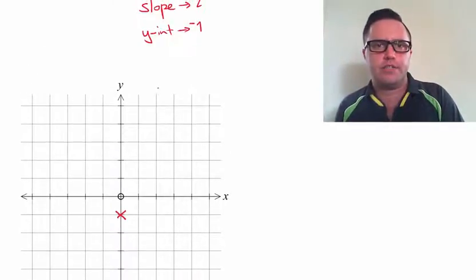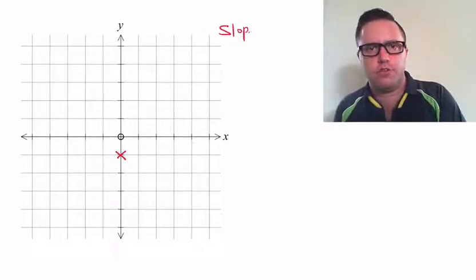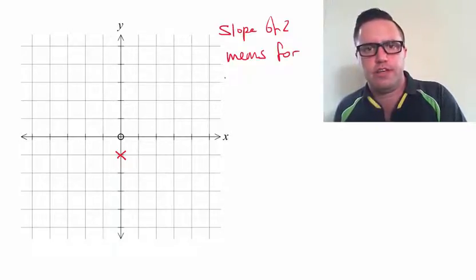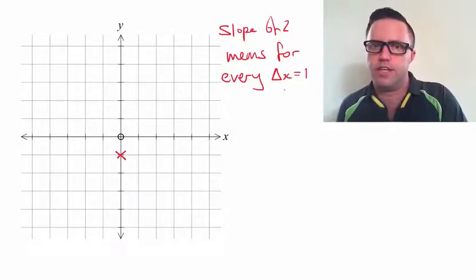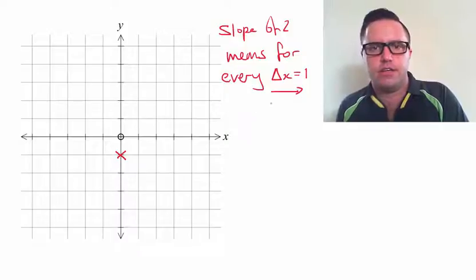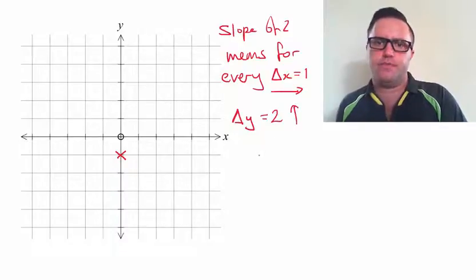But now, how do we deal with the slope of 2? A slope of 2 means that for every change in x of 1, so every time it goes across by 1, there is a change in y of 2, which means it goes up by 2.